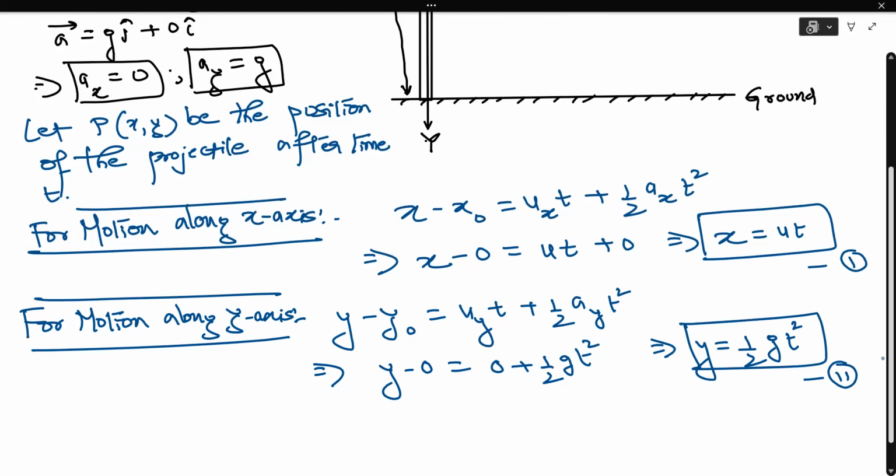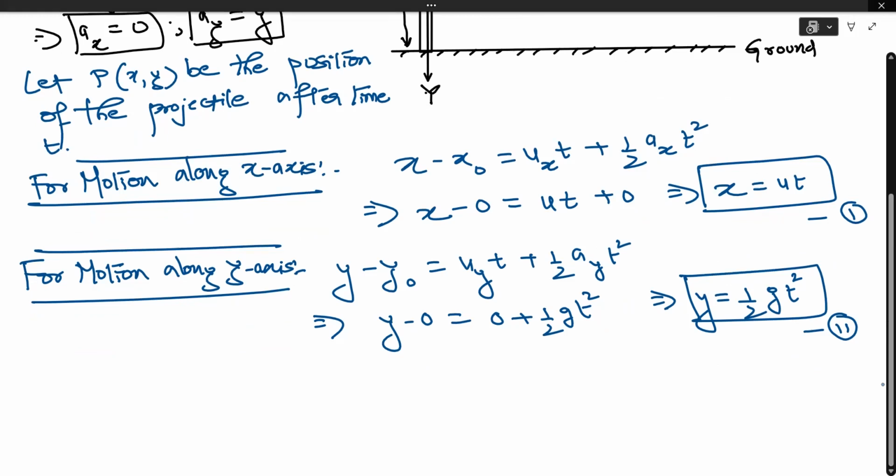So motion along the x-axis is what? Motion in a straight line. Motion along the y-axis is free fall. That means if I flick this pen from here, what will happen? Horizontally it will keep moving straight, but vertically it will keep free falling. That is why ultimately it will come down. It will try to go straight, then go down, straight and go down. That is why it will follow a curved path. Clear?